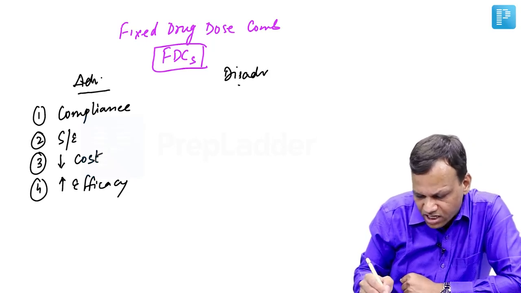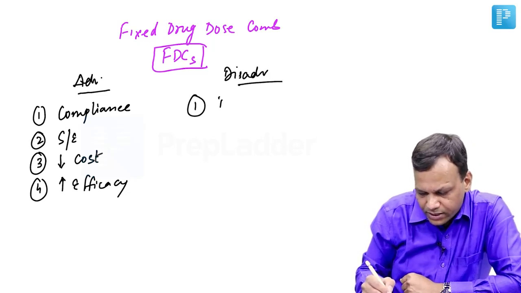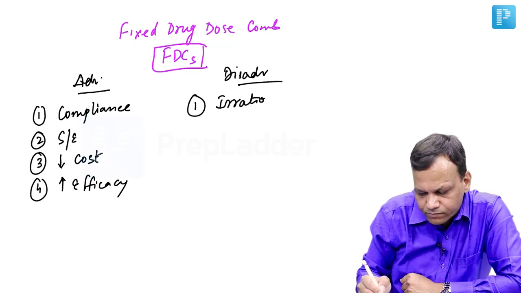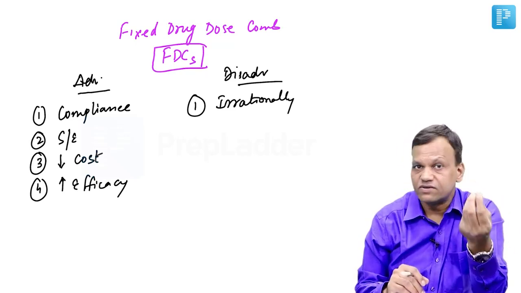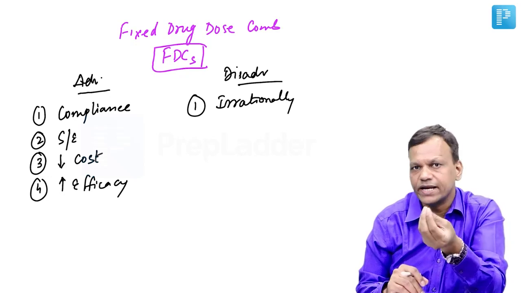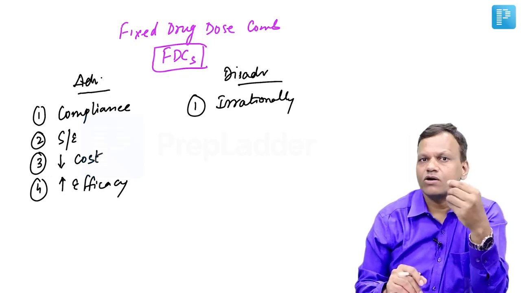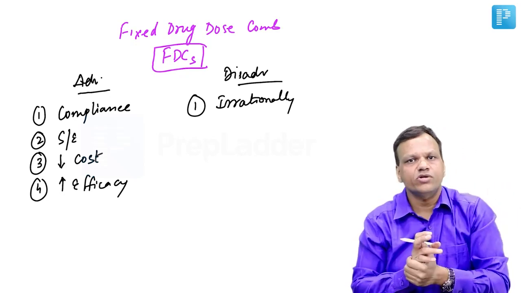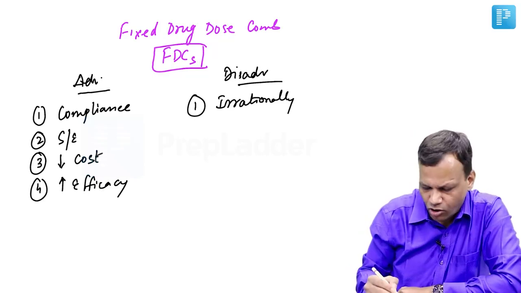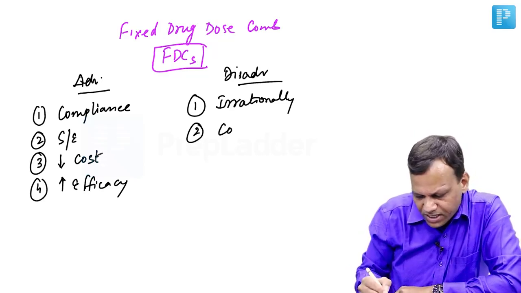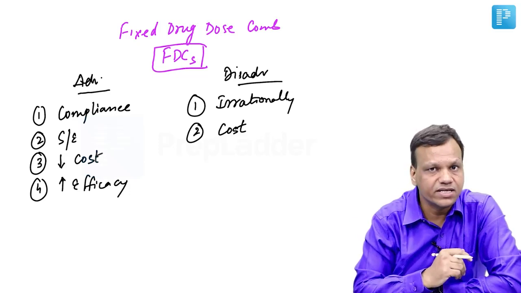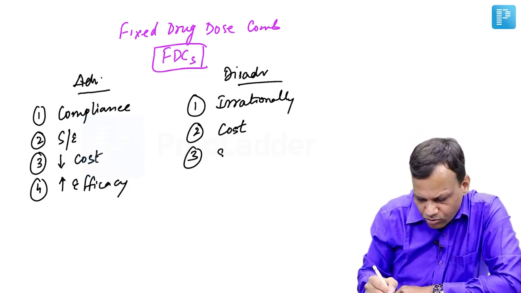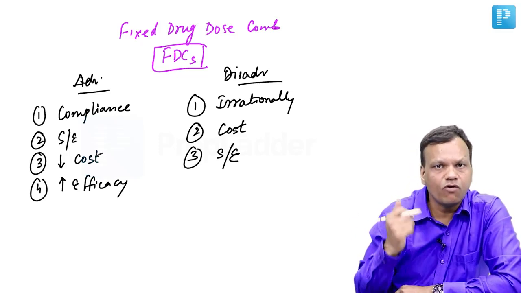The most important disadvantage being the drug may be used irrationally, like ciprofloxacin. It is a fixed dose combination of ciprofloxacin with tinidazole. So if a person is requiring only ciprofloxacin, still we are giving tinidazole in addition. So irrational use is very common. Second, there may be an increase in cost. If the person requires only one drug, the other drug we are giving unnecessarily, that increases the cost. Similarly, that is contributing to side effects which we do not want.